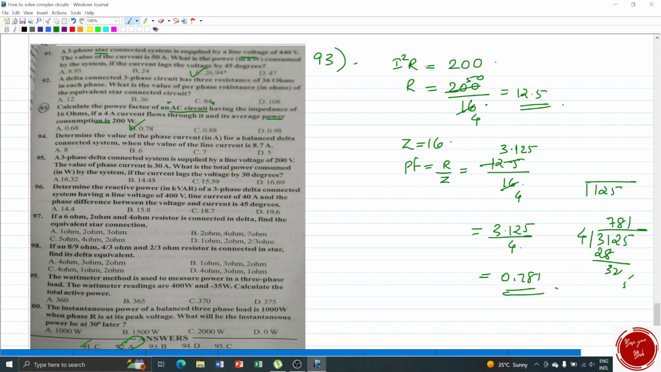93, option B. Moving to the next question.